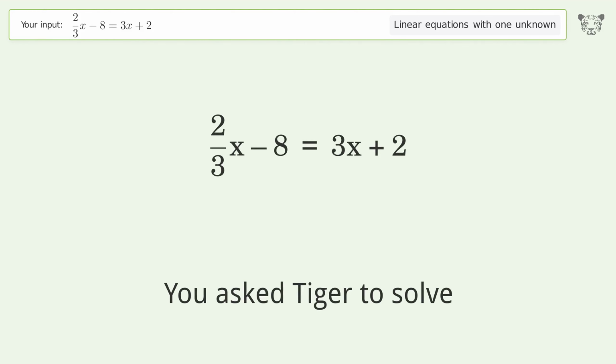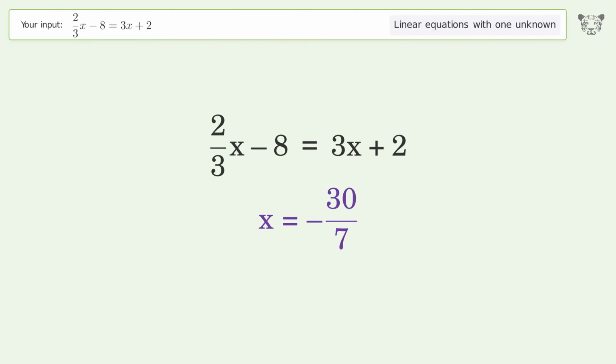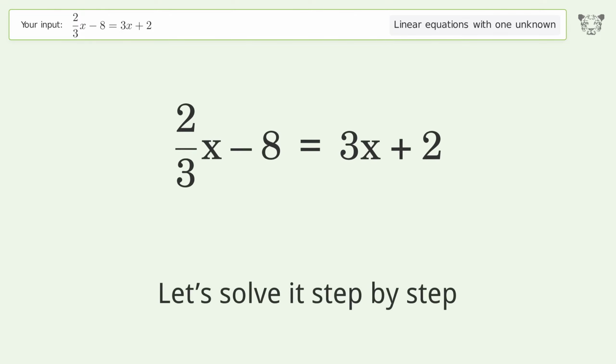You ask Tiger to solve this. It deals with linear equations with one unknown. The final result is x equals -30/7. Let's solve it step by step.